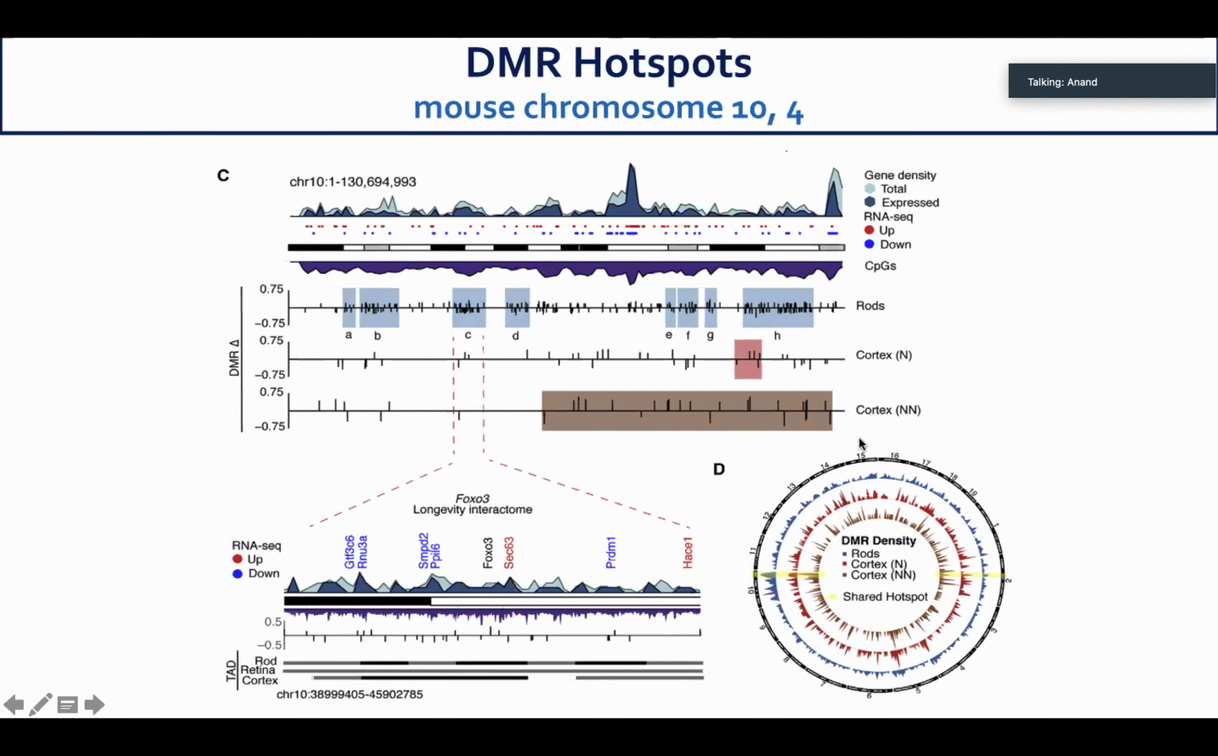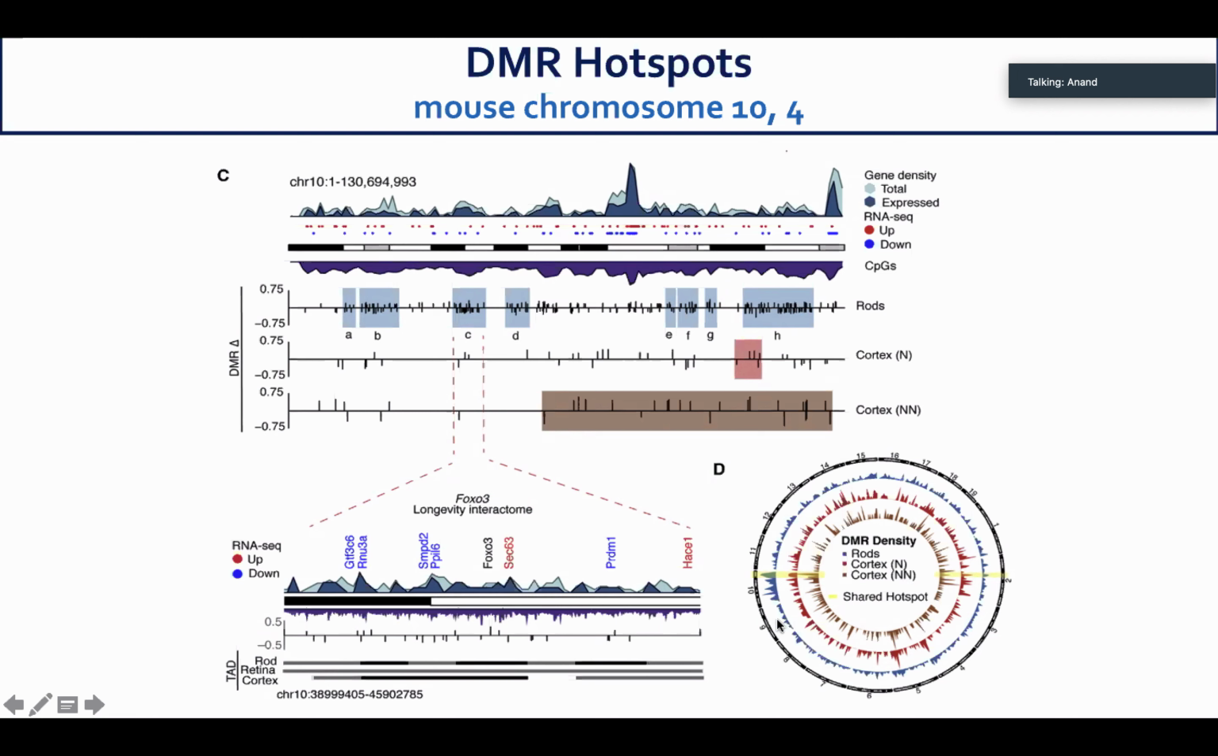This is a Circos plot, where what we have plotted is, on all mouse chromosomes, okay? So this is from chromosome 1 through chromosome 19. On all mouse chromosomes, we plotted the density of DMRs. This is rods, but we also took the DMRs from cortex as well as from non-neurogenic cells in cortex.